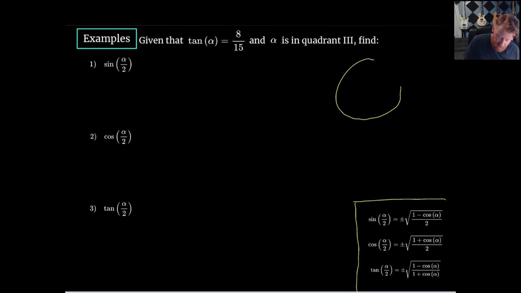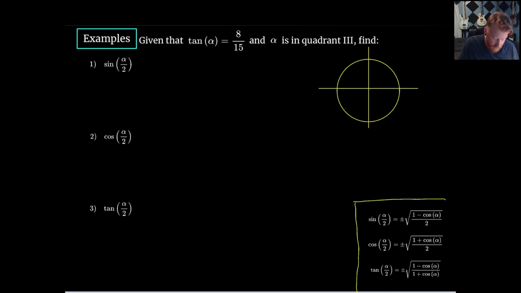So first I'm going to start by drawing a unit circle. And I know that alpha is in quadrant 3. So let's drop in an angle over here in quadrant 3. So here we're looking at this angle, alpha is what we're calling it. This angle alpha, but what we want to do is find something about alpha over 2. So the first thing we need to think about is which quadrant, maybe I'll even write this down, which quadrant is alpha over 2 in.